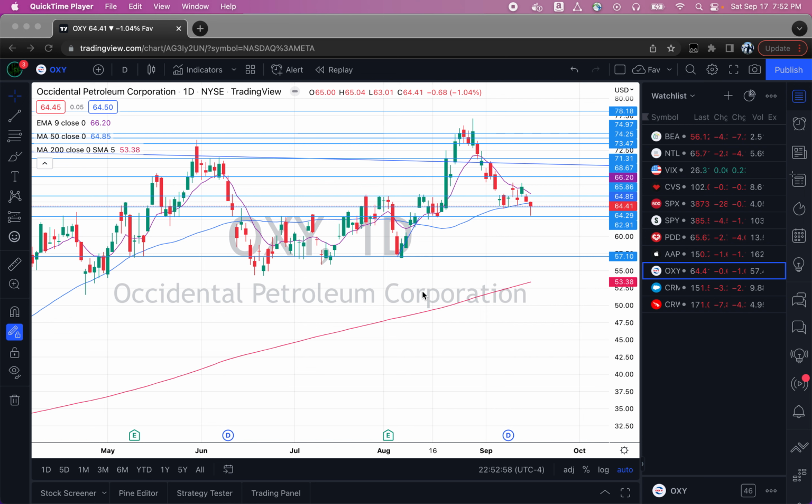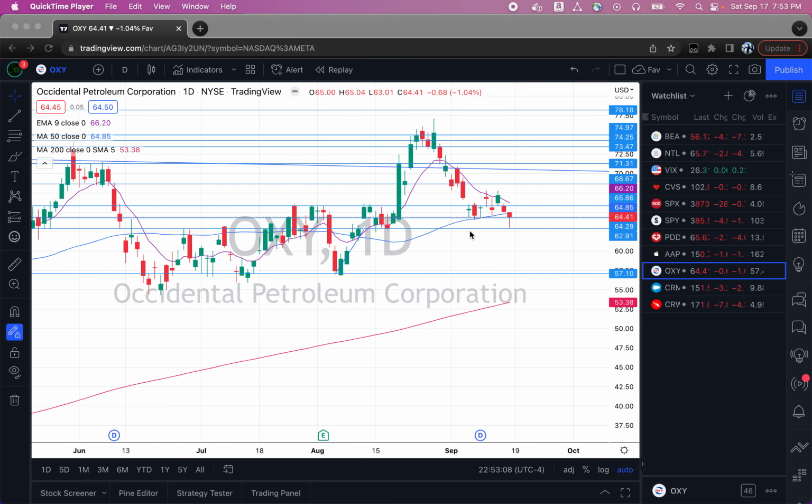Some of the trades that I posted in the previous week, if you see, I posted Oxy puts. For this one, I think I posted somewhere around here. I don't exactly remember, but it's somewhere around here. It got rejected by the 9 EMA, and I entered puts around here, but then it went back up. But I had a week or so for the option to expire, so I just waited.